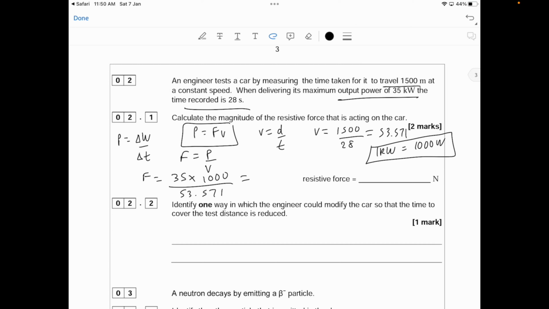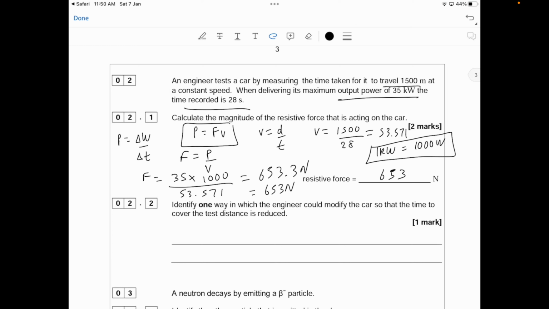If you work out the answer for this, the force should be equivalent to 653.3 newtons. You can round this off to 650 newtons, or you can leave it as 653 newtons. This should be alright as well. So, 653 newtons. Do show all your working. It's very important that you show all your working for 2 marks for this question.